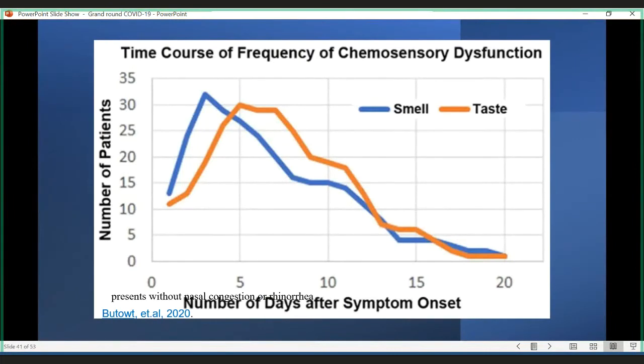This is a time course for the occurrence of olfactory and taste dysfunction during the course of COVID-19 infection. The blue bold line represents the smell and the orange line represents the taste. We can see that the peak of smell dysfunction tends to happen a couple of days prior to the taste dysfunction. Then they start to decrease and usually disappear by day 20.